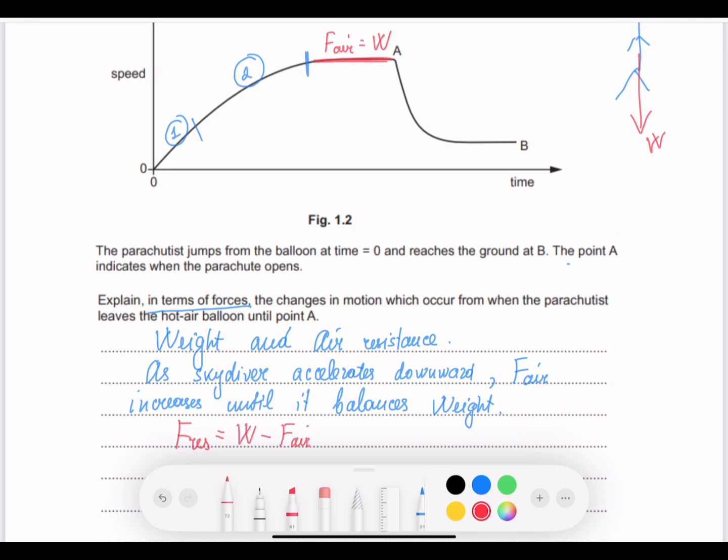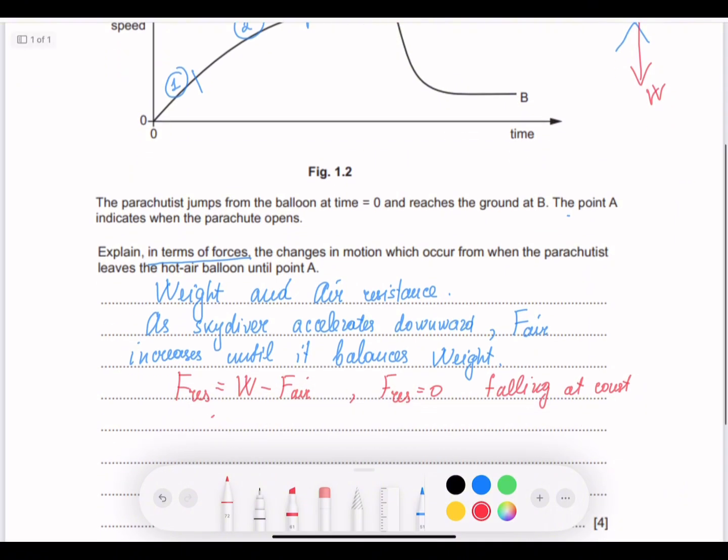When weight and air resistance are balanced, the resultant force becomes zero and the skydiver stops accelerating, falling at constant speed. And the skydiver reaches terminal velocity.